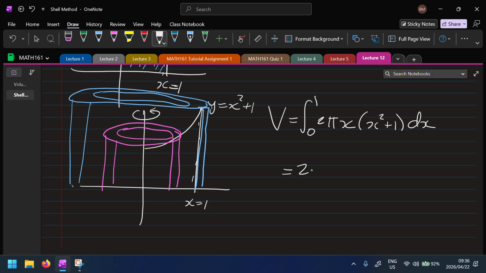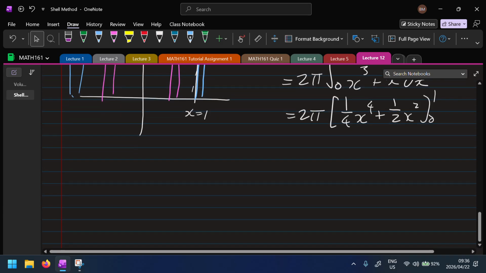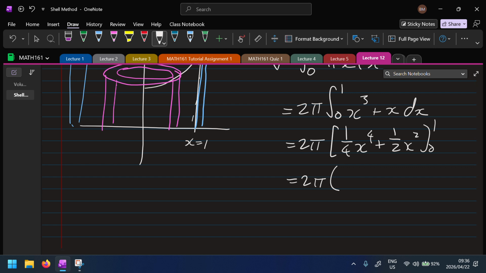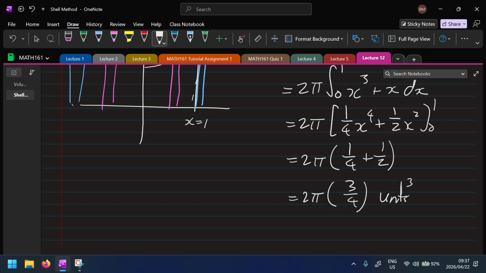So 2 pi, that's a constant. We can take it out. Integral from 0 to 1, x cubed plus x. So this will be 2 pi. X cubed, that will be 1/4 x to the 4 plus a half x squared from 0 to 1. So 2 pi. If we put in 0, we get 0, so we can just ignore that one. Put in 1, we get 1/4 plus a half. Again, units cubed, but we don't really need that.